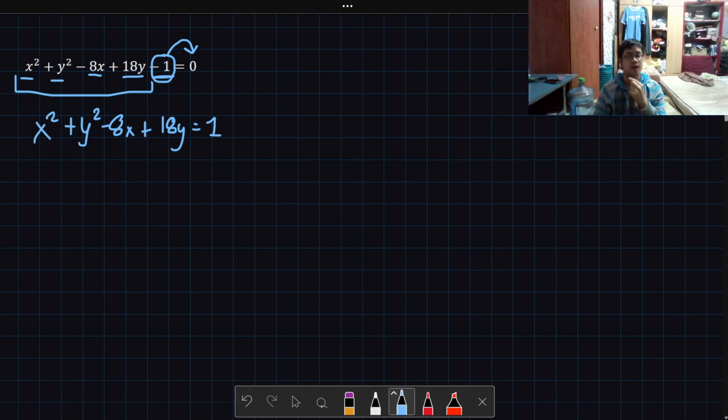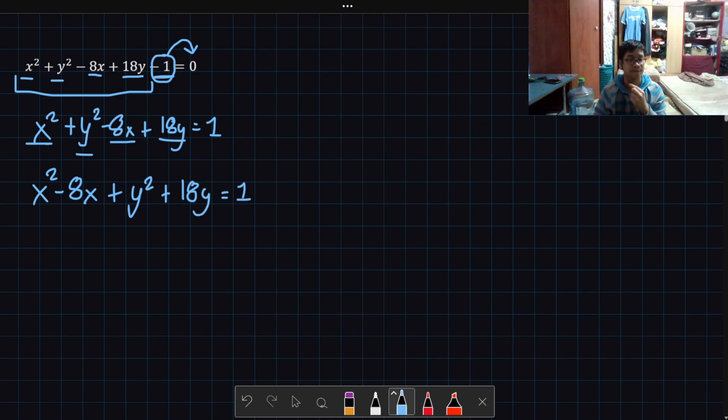All right, that's it. Now, the second thing we're going to do is on the left side, where all terms that have variables are grouped together, you're going to group all x's and y's. So here we have x squared and -8x. Just group them together. You will have x squared minus 8x. Then we have y squared and 18y. So you will have plus y squared plus 18y is equal to 1. So what are we going to do afterwards?